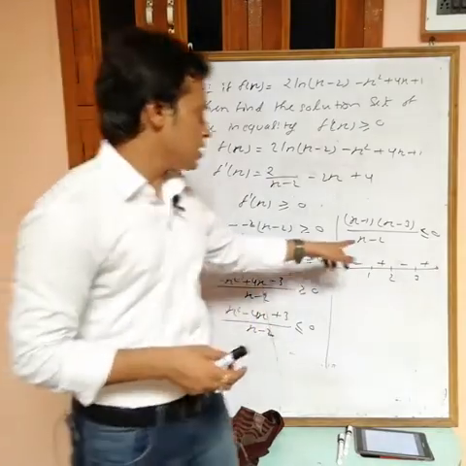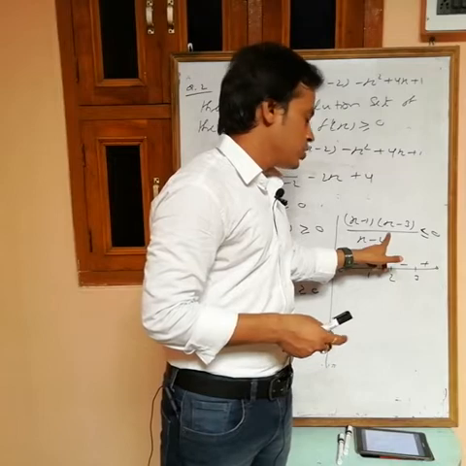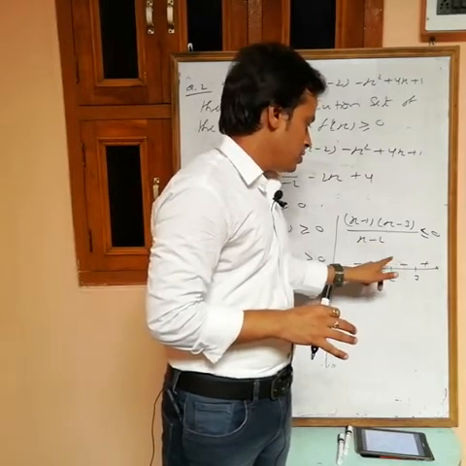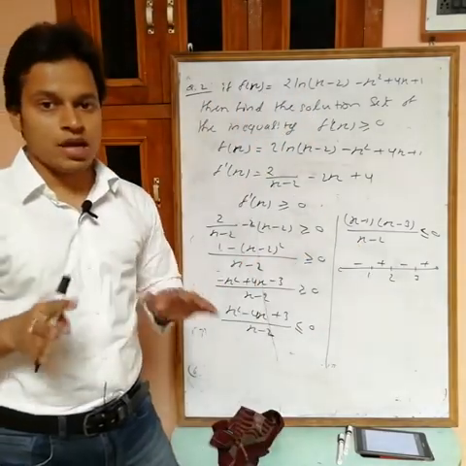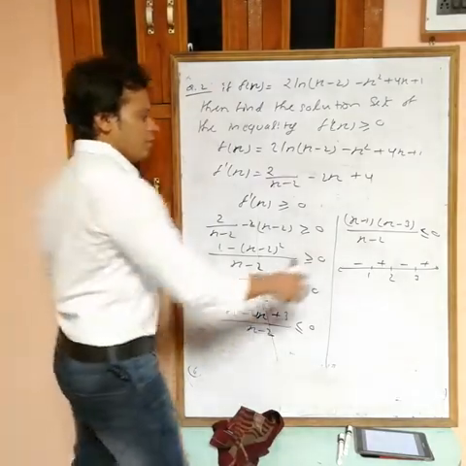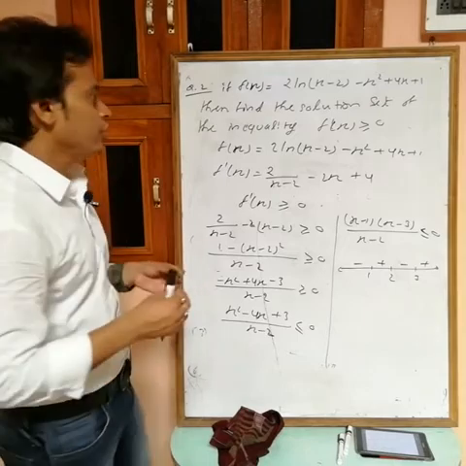Suppose there is (x - 2)², then the power of x - 2 is even, and because of this even power, the sign remains the same. It means if the power is even, the sign remains the same; if the power is odd, change the sign. Now we have ≤ 0, so we have to take the negative sign. The answer is with the negative sign.